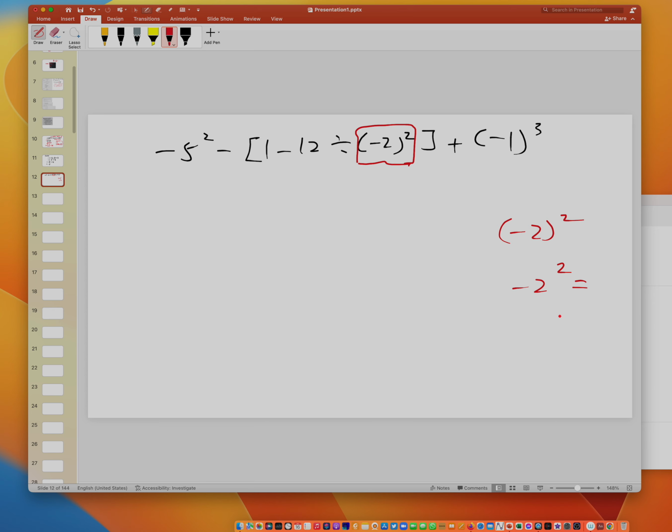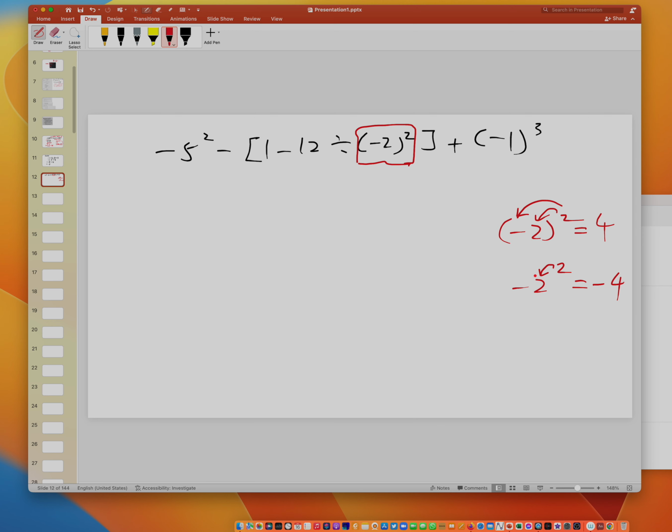What do you get for this? Negative 4. Correct. This is -4. Why? Because the square only applies to the 2. But in this case, the square applies for both. So this is, in fact, negative means -1. That's the reason why with the bracket it is 4.